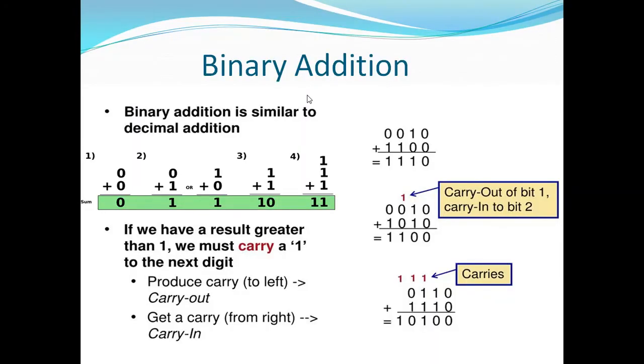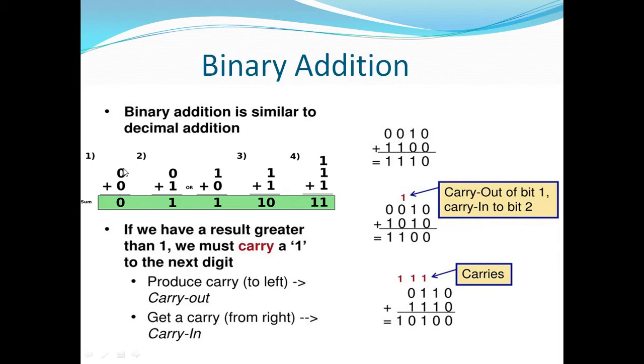Addition of binary numbers is similar to decimal addition. But in binary we have only two bits, 0 and 1, so all the rules will revolve around these two bits only, like adding 0 with 0, 0 with 1, or 1 with 1.